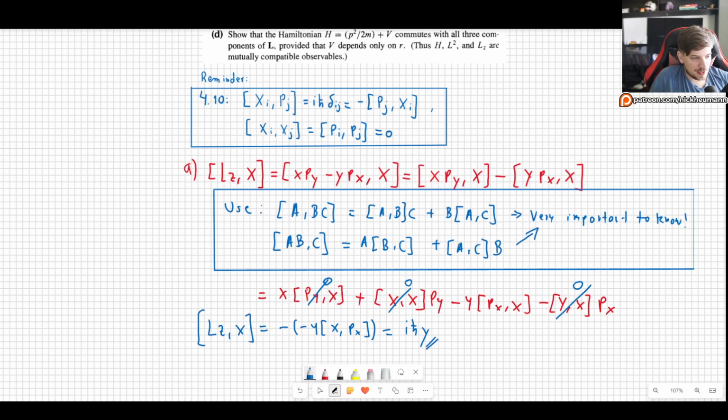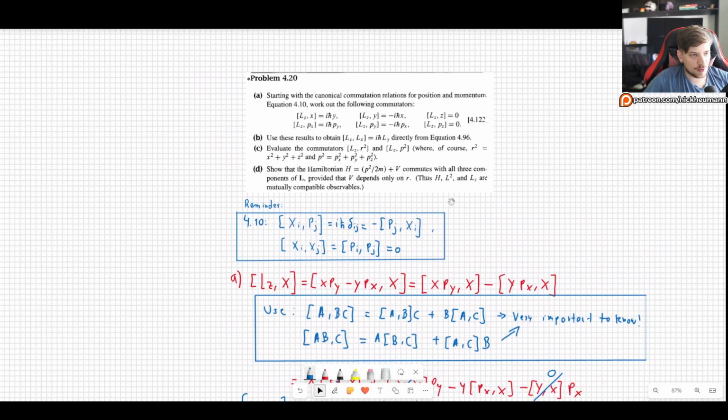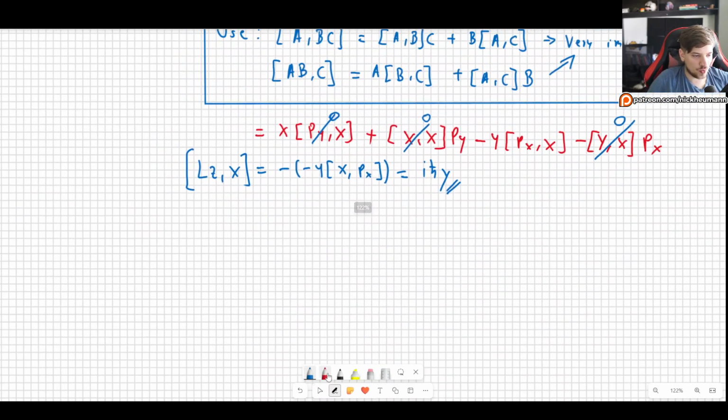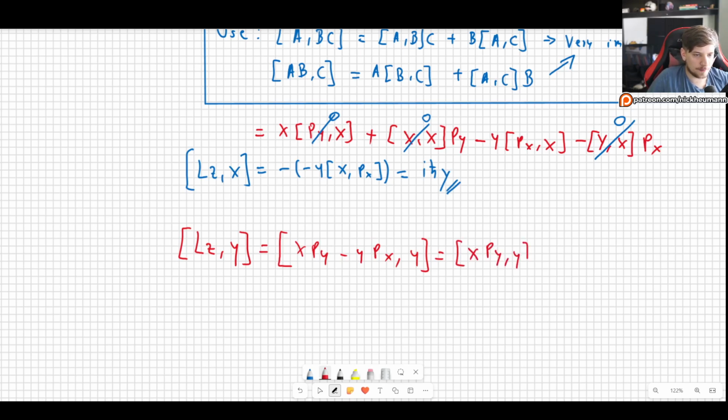So that is the first one. Now we're going to do the same thing for Lz comma y and then Lz comma z. So let's do Lz comma y. Again, we're going to do the exact same thing. So we write it out, and we have Lz, which is x py minus y px, comma y. So once again, we're going to separate this commutator, and we write it as x py comma y minus the commutator of y px comma y.